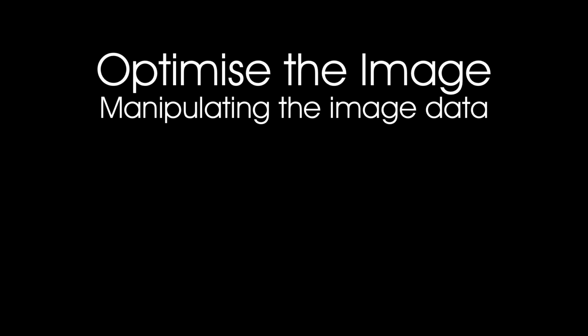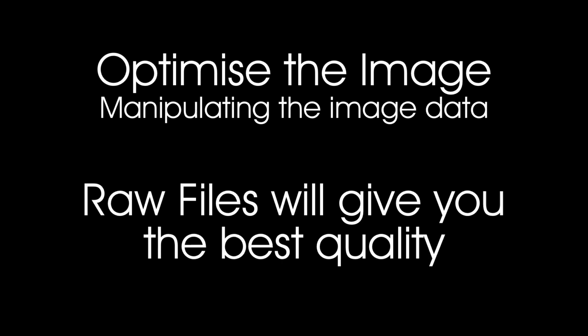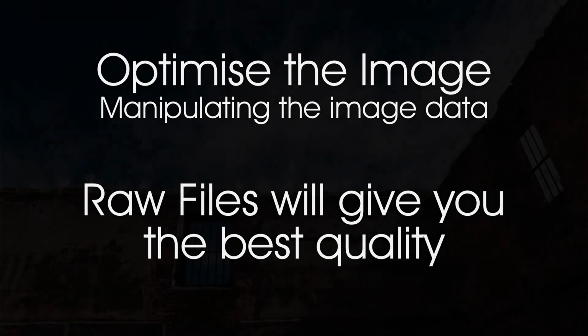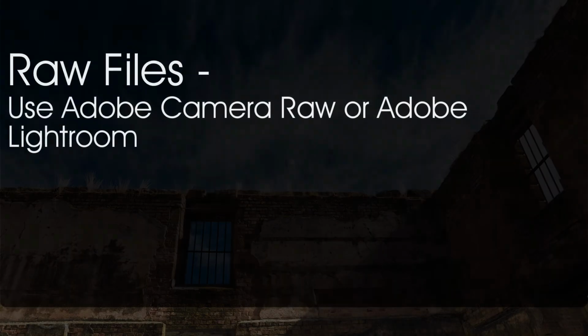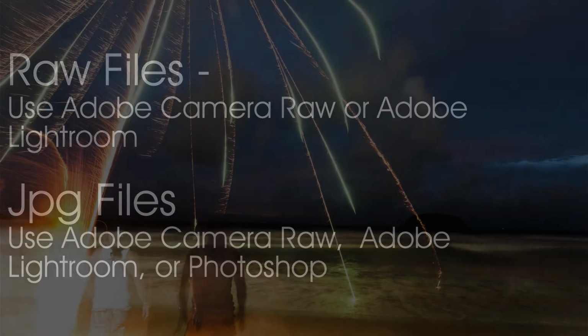The workflow for optimizing your images will be slightly different depending upon the file format that you captured your photographs in. Taking photographs in the RAW format will give the best possible quality that your camera can produce. If your camera cannot capture raw data photographs, then that is still okay, because we can use similar workflows to optimize JPEG images too. RAW files: use Adobe Camera Raw or Adobe Lightroom to optimize. JPEG files: use Adobe Camera Raw, Adobe Lightroom or Photoshop.